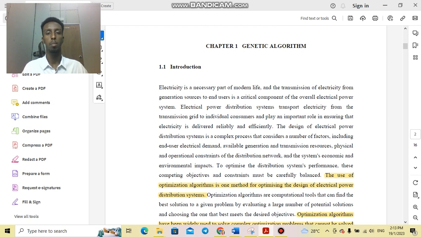My name is Abdul Awal Hussein, and today I'm doing the presentation of our group assignment. My part is the genetic algorithm.